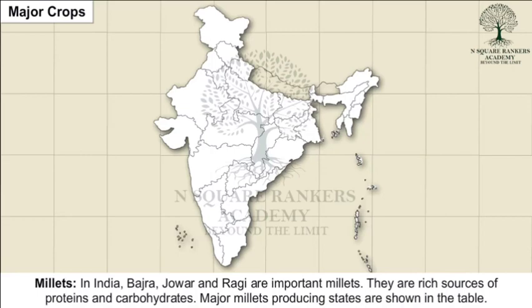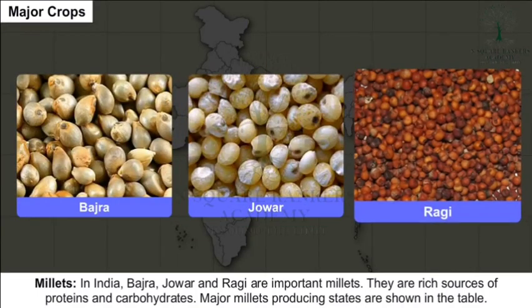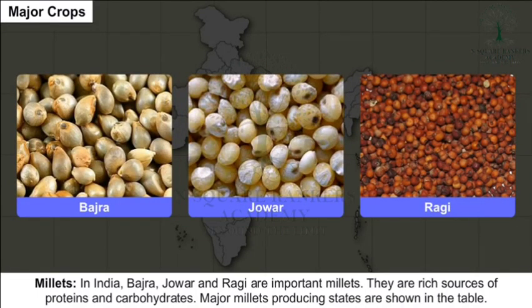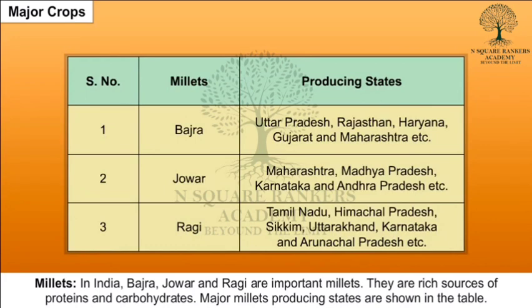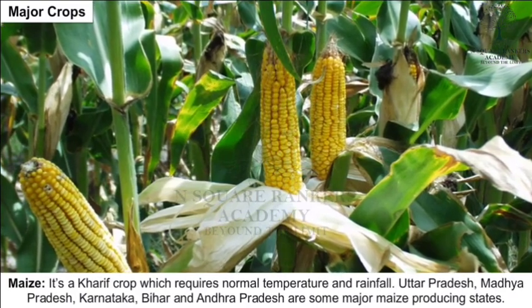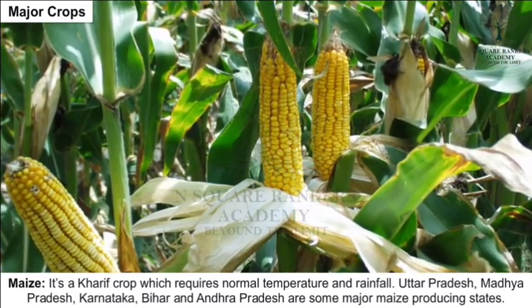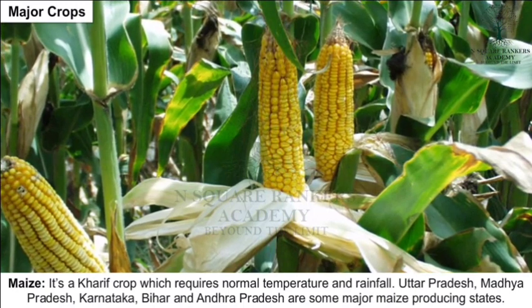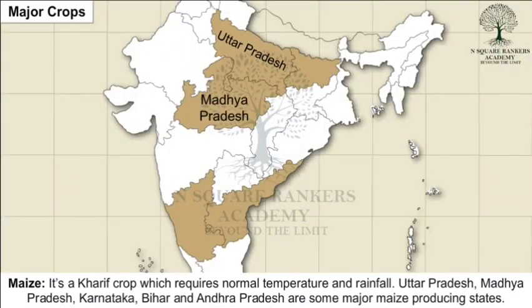Millets. In India, bajra, jowar and ragi are important millets. They are rich sources of proteins and carbohydrates. Major millet producing states are shown in the table. Maize. It's a kharif crop which requires normal temperature and rainfall. Uttar Pradesh, Madhya Pradesh, Karnataka, Bihar and Andhra Pradesh are some major maize-producing states.